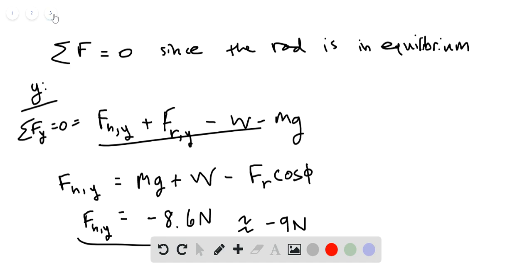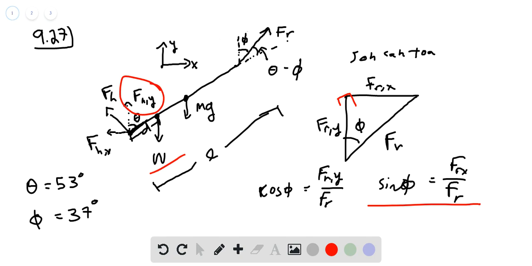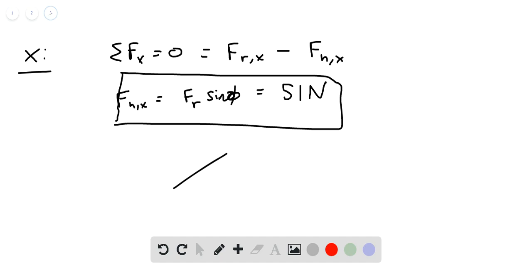Then if we look at the x components, we don't have as much work to do. We just have this x component here and this x component here, right? So it's just the hinge and the rod x components. They cancel each other, and you should end up with 51 newtons.